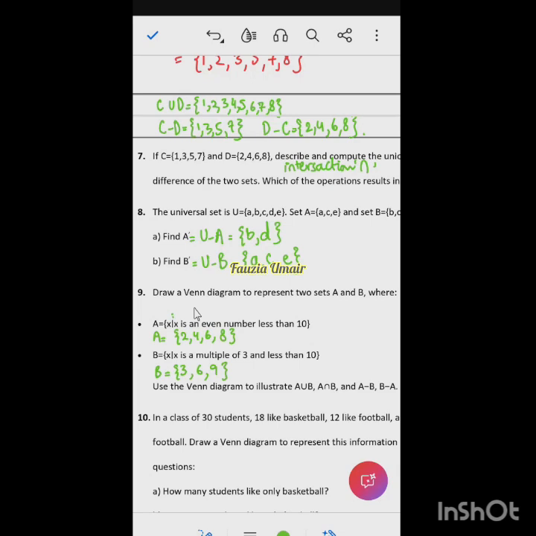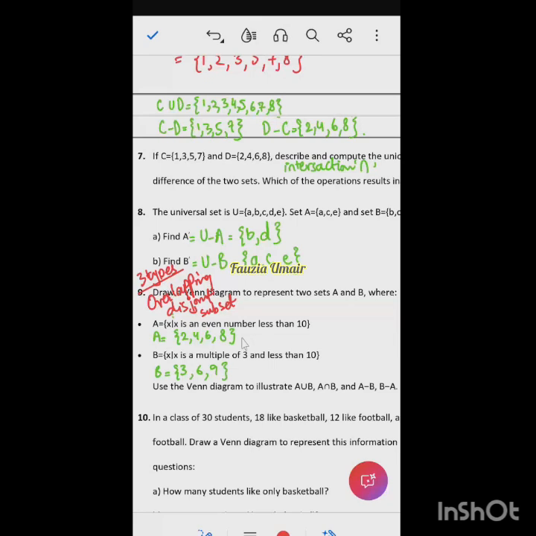But before we draw a Venn diagram, let me remind you that Venn diagrams can be of 3 types. The first one is called overlapping, the second is disjoint, and the third one is subset formation. So first, before drawing it, we have to see what kind of relation these two sets have. A is 2, 4, 6, 8 and B is 3, 6, 9. Are they overlapping, disjoint, or subset?